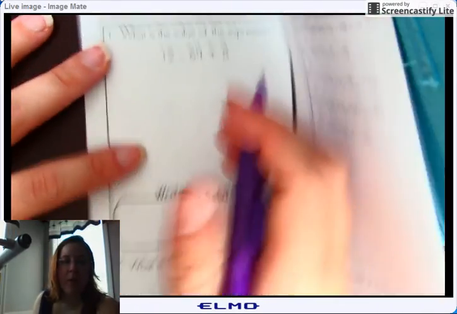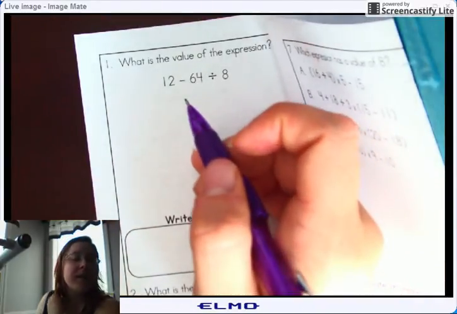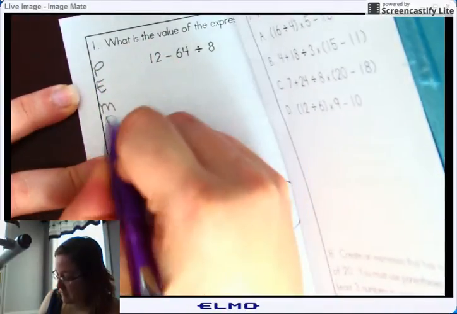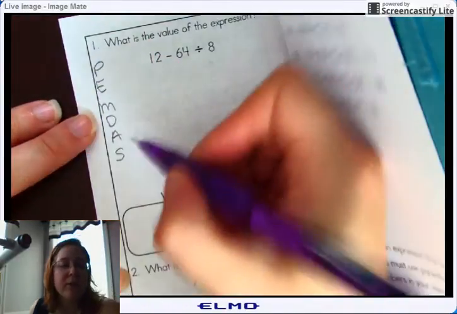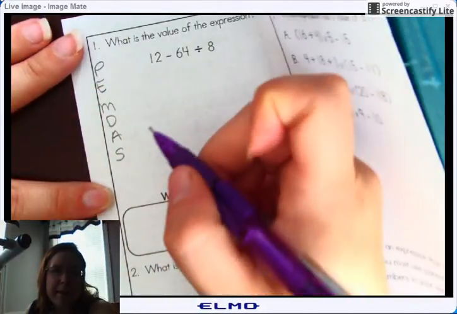Okay, I'm going to turn to the middle flap here. We're looking at question number 1. What is the value of the expression? I'm going to write over here PEMDAS. And there's a cute little song that we will talk about prior to this that my kids loved last year.